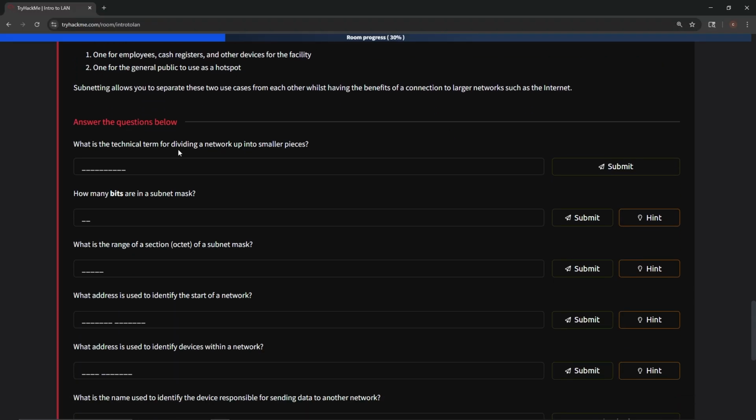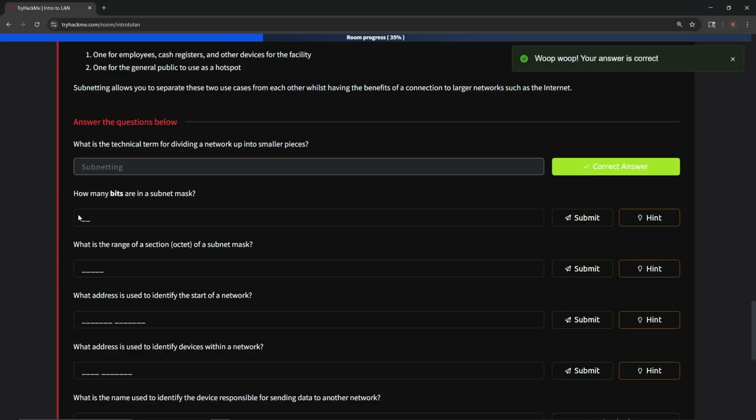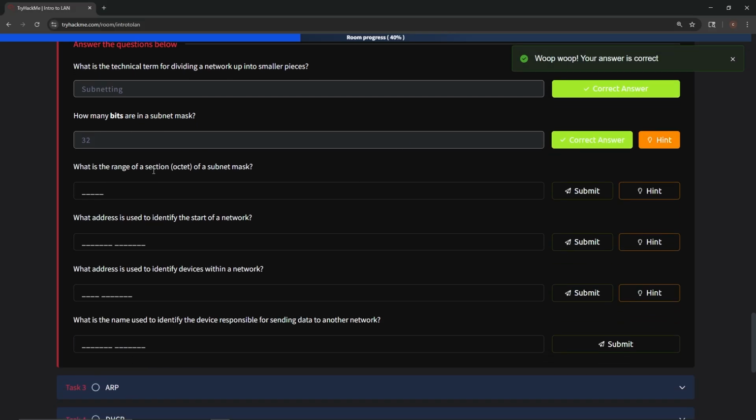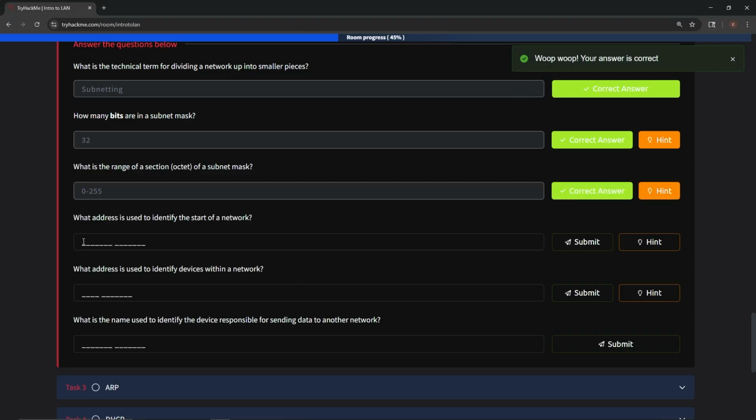What is the technical term for dividing a network up into smaller pieces? I would say subnetting. Looks like it fits. Let's submit it. How many bits are in a subnet? 4 bytes, and 4 times 8 is 32. Looks like it is. What is the range of a section or an octet of a subnet mask? I would say from 0 to 255.